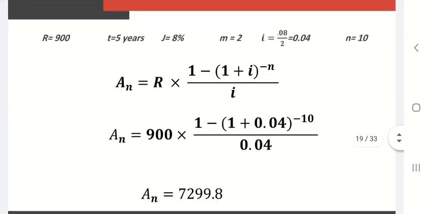By substituting R equal 900, T equal 5 years, J 8%, M equal 2, I equal 4%, and N equal 10, A sub N will be equal to R times (1 minus (1 plus I) to the power negative n) over I, 900 times (1 minus (1 plus 4%) to the power negative 10) over 4%, so A sub n will be equal to $7,299.8.